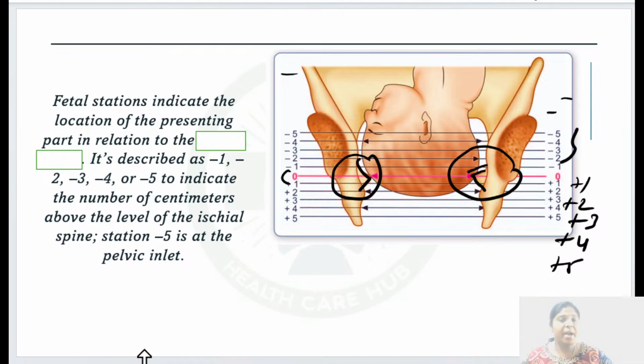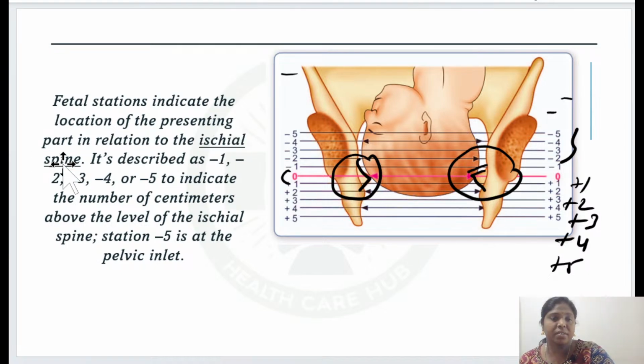Yes, T Rani. So I am asking, this particular spine is called as what? Yes, that is called the ischial spine. So the name is the ischial spine.